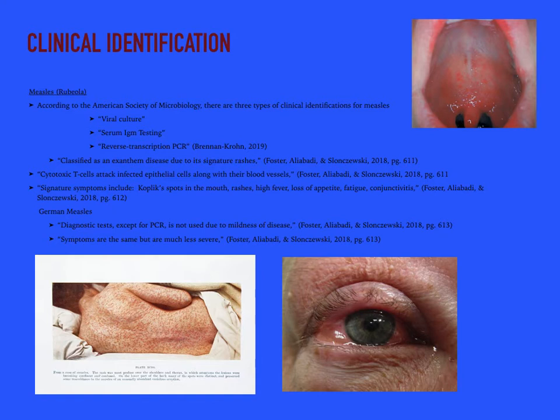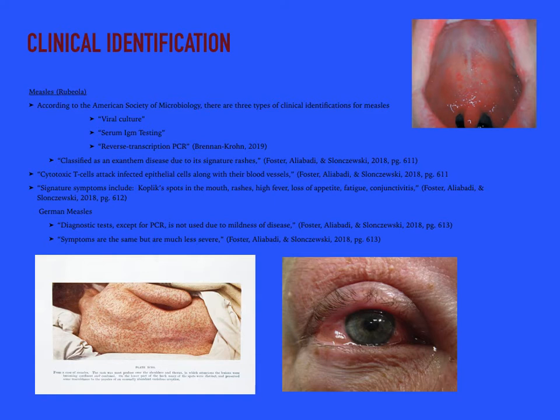The signature rashes are caused by the immune system's response as T cells attack the infected cell's tissue along with the blood vessels, which causes them to burst, which causes the rashes. Other signature symptoms include Koplik spots in the mouth, which are whitish spots in the mouth, rashes, high fever, loss of appetite, fatigue, and conjunctivitis, which causes the redness in the eyes.